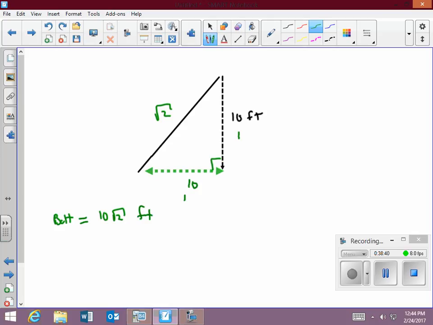And that was one question, and the other one, how far away from the bottom of the house, that was 10 feet. That way works great too.